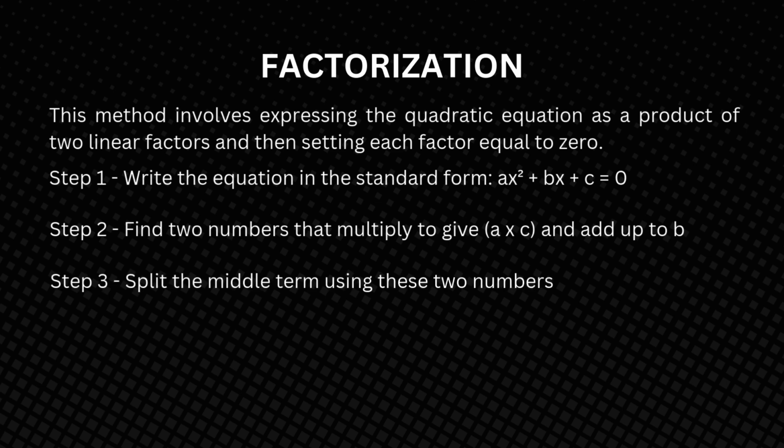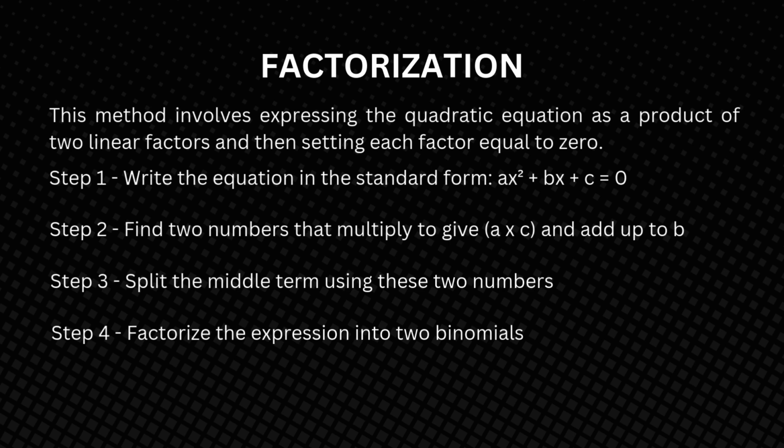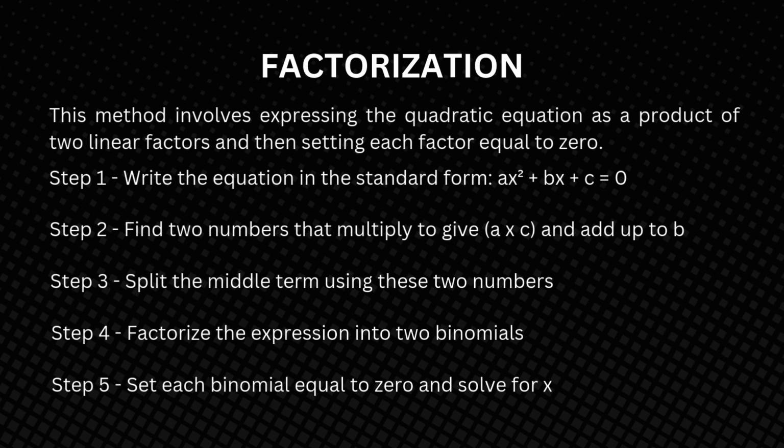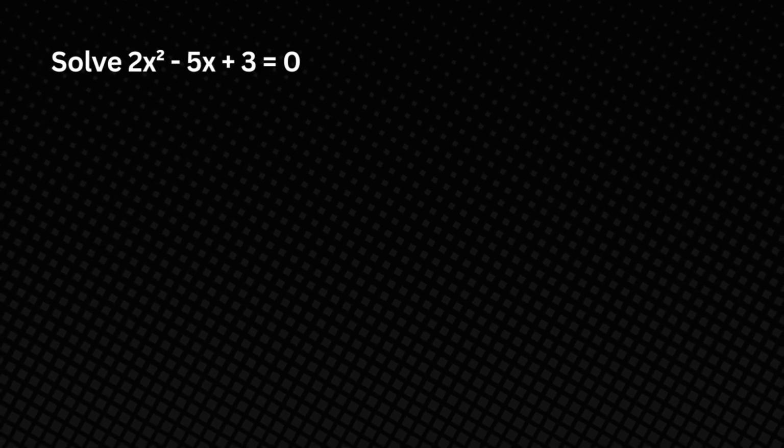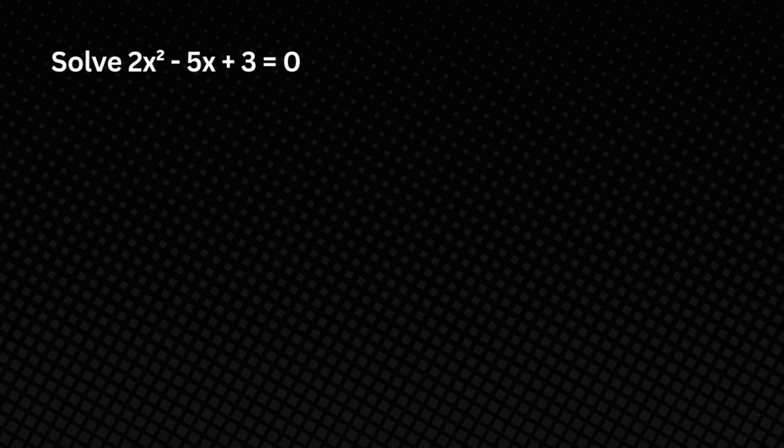Step 3. Split the middle term using these two numbers. Step 4. Factorize the expression into two binomials. Step 5. Set each binomial equal to 0 and solve for x. Let us now solve the quadratic equation 2x squared minus 5x plus 3 equal to 0 using the factorization method we discussed earlier.